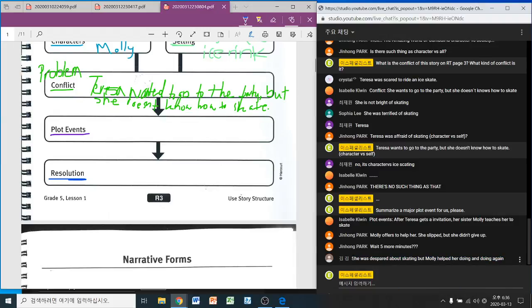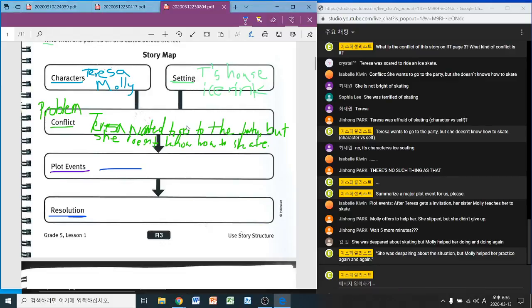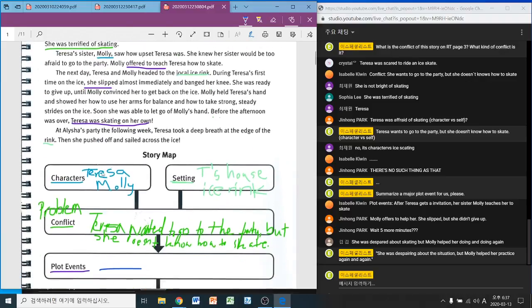Let's fix the grammar. Right. She was despairing because she couldn't skate. Or we say about the situation. Comma. But Molly helped her practice again and again, and then period. Okay, let's try that. Alright. So, there's our plot event. I'm not going to write it, but you write it here. You write it on your paper, write the plot event there. Okay, whatever you think is the best summary of this.